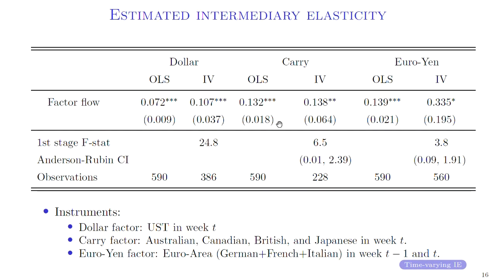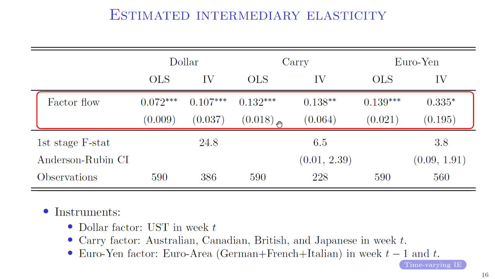For the instruments, for the dollar factor, we use the U.S. Treasury auction. And for the carry factor, we use the Aussie, Canadian, British, plus Japanese auctions, all in the same week. And for the euro-yen factor, we use the euro area bond, and here we use week T-1. That's because the euro area does not allow for direct bidding. It does not allow foreigners to directly bid in the market, so they have to go through the dealer, which takes more time.